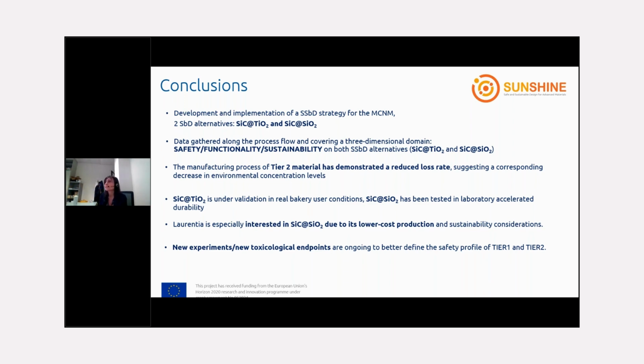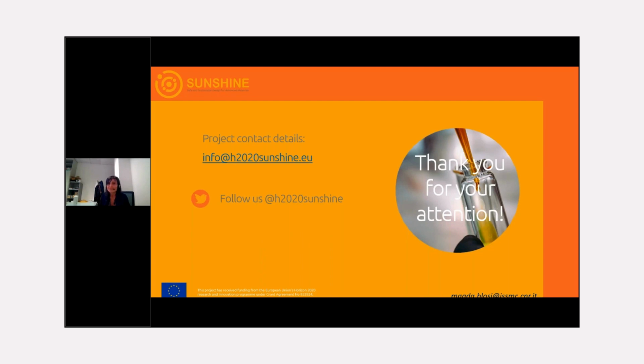Laurentia has implemented the use of the silicon carbide titania in real bakery user conditions, and is also very interested in the development of the Tier 2 material, the one with the silica coating, due to the lower environmental impact and lower cost. New experiments and new toxicological endpoints are going to better define the safety profile of Tier 1 and Tier 2. Thank you for your kind attention.